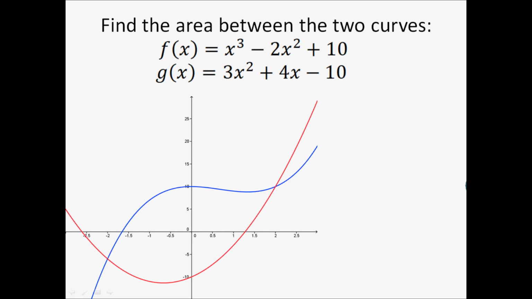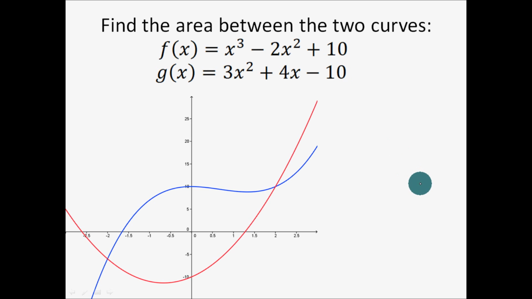Alright, so we've been talking about the integral a whole lot and different applications of the integral, and we've talked about the integral being the area under the curve, and obviously, well, maybe not obviously, but it follows that then we can use it not only for under the curve, but in between curves. Okay, so for this problem, they ask us to find the area between the two curves, f of x, x cubed minus 2x squared plus 10, and g of x, 3x squared plus 4x minus 10.